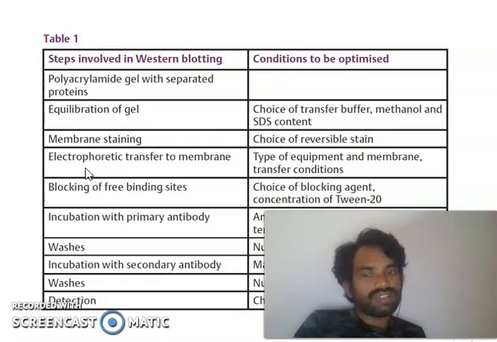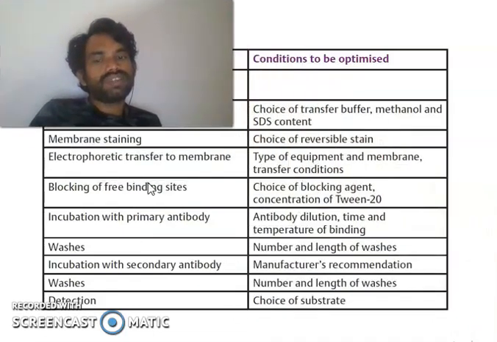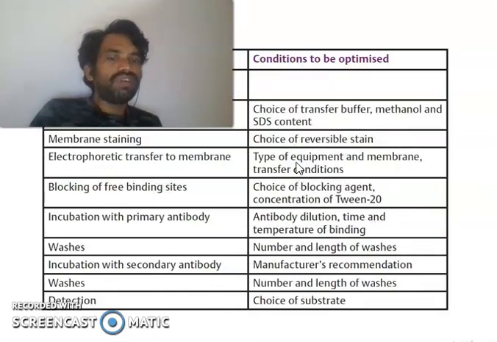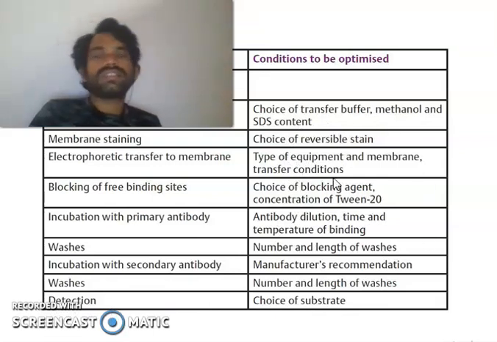You can see this step: electrophoretic transfer of the membrane, blocking of free antibody sites. Then after incubation with primary antibody and washes, incubation with secondary antibody and washes, and detection. These are a few of the conditions. These are the steps involved in the Western blot technique, and the conditions need to be optimized.